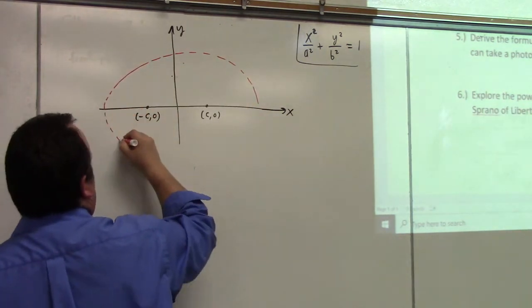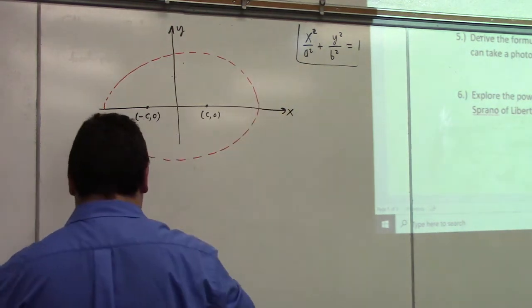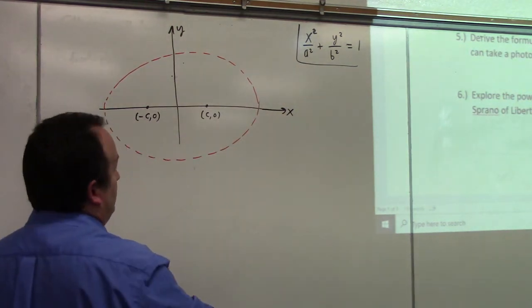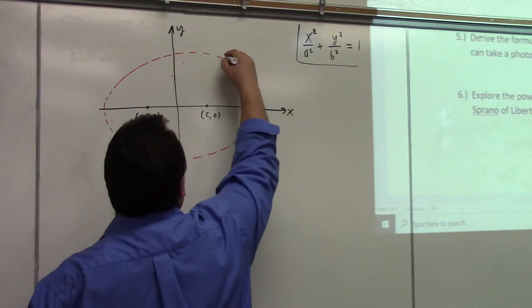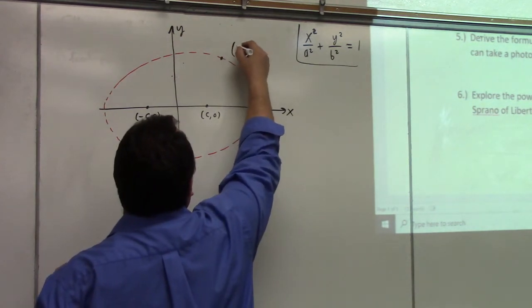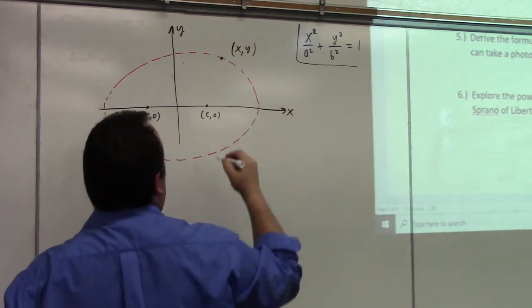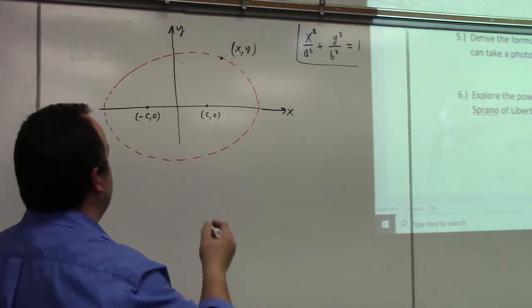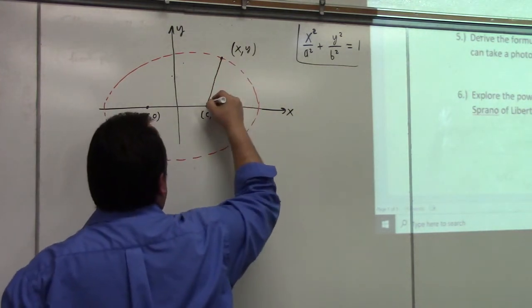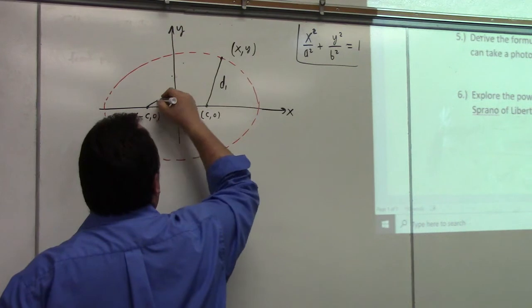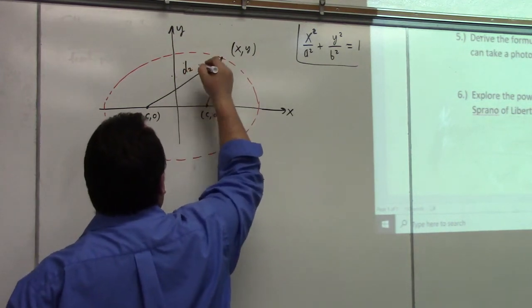All right, so this is my ellipse, right? I just want to give you a flavor for what's involved here. If this point is x comma y, then this would be, let's say, distance d1, and this would be distance d2, right?